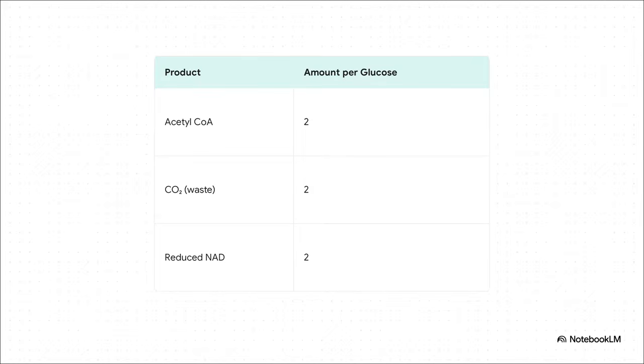Glycolysis splits 1 glucose into 2 pyruvate molecules. That means for every single glucose that you start with, the link reaction has to run twice. So you have to double everything. That means 2 acetyl-CoA, 2 CO2, and 2 reduced NAD for every 1 glucose. Forgetting to double that is such a classic exam mistake, so don't let it catch you out.